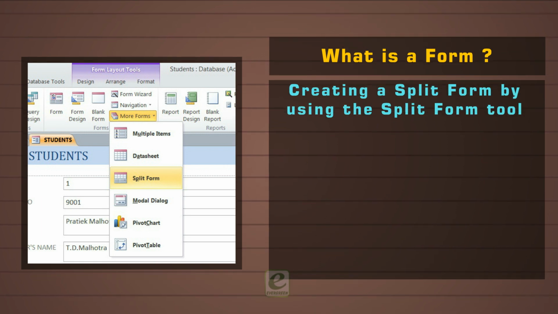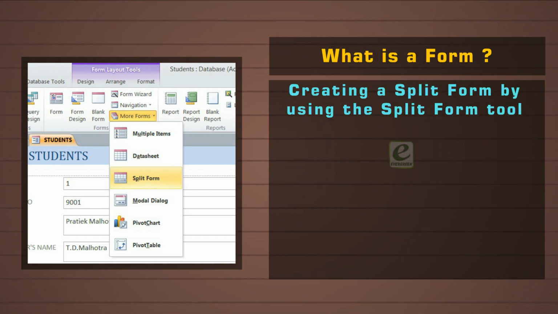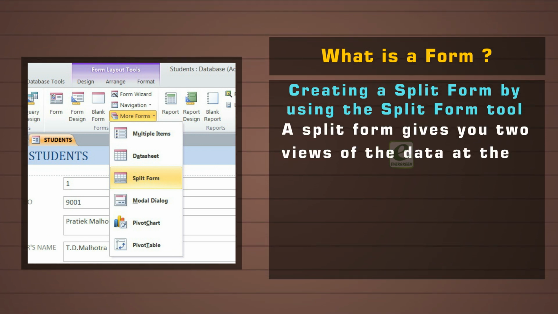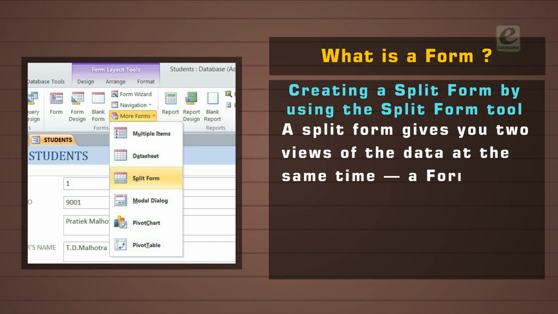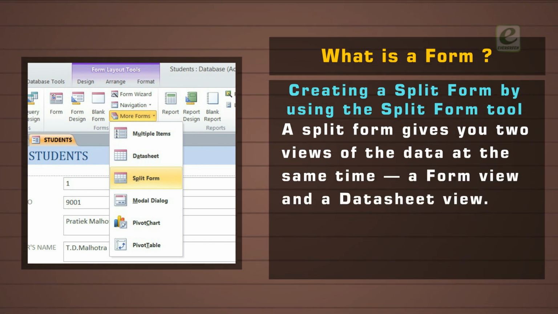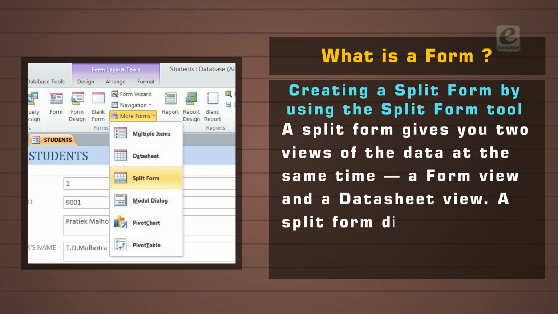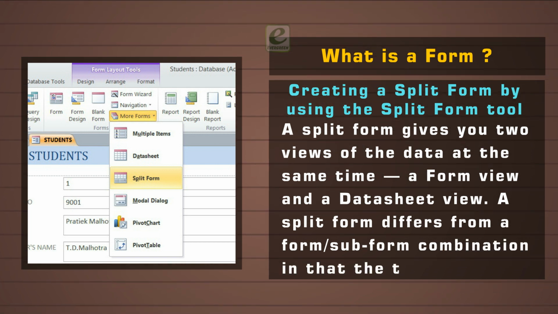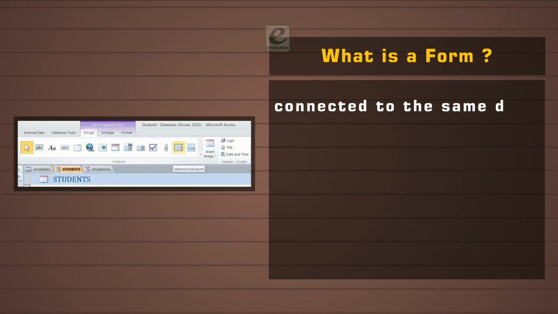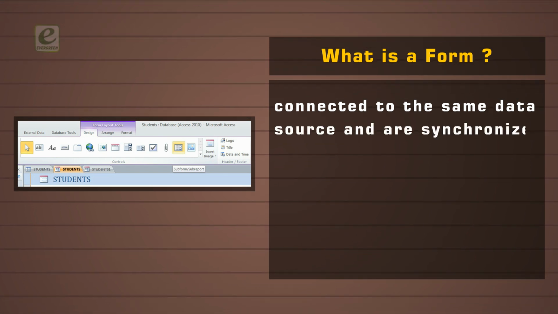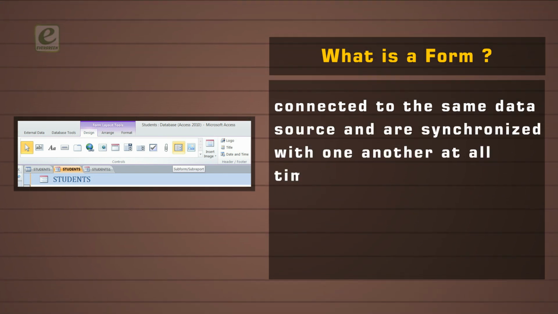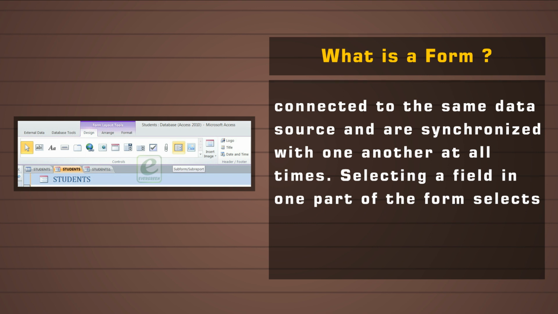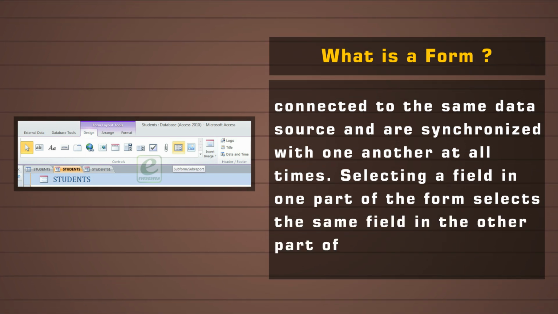Creating a split form by using the Split Form tool. A split form gives you two views of the data at the same time: a form view and a datasheet view. A split form differs from a form or subform combination in that the two views are connected to the same data source and are synchronized with one another at all times. Selecting a field in one part of the form selects the same field in the other part of the form.